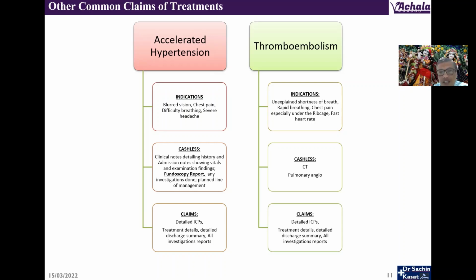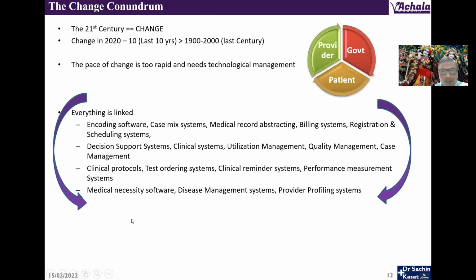Thromboembolism is an emergency. You will have unexplained shortness of breath, rapid breathing, and very high heart rate. So you definitely need to have a CT or pulmonary angio asked for. And then you will get to the diagnosis. Yes, there is an embolism. The person has to be hospitalized. Anti-embolytic treatment has to be started. So investigation reports and treatment protocols are something which will be asked for in this particular case.